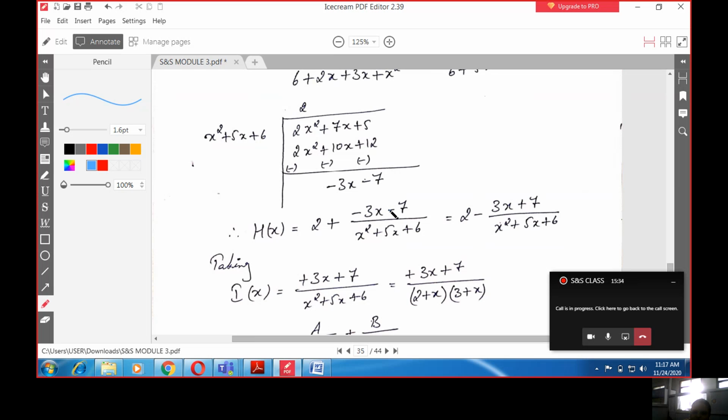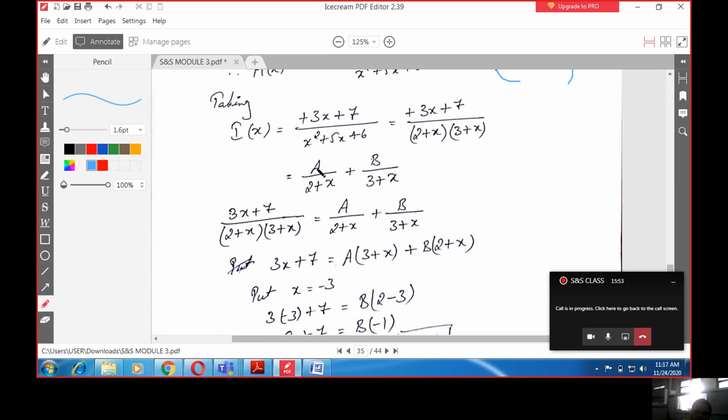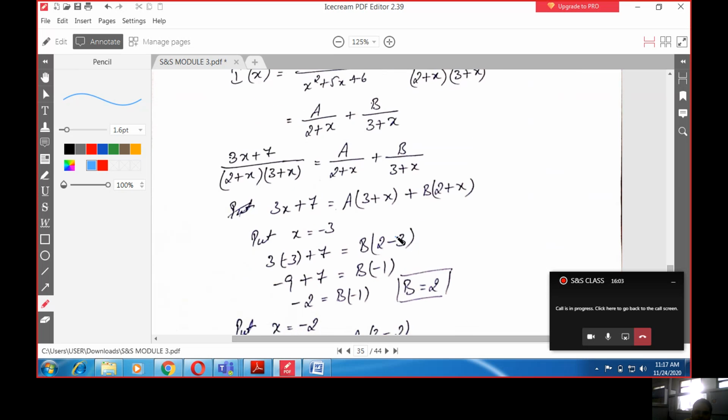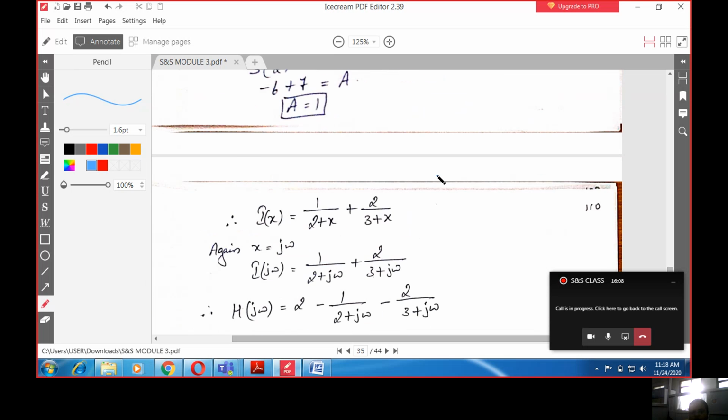Then here on both sides minus signs are there, so take the minus outside. Then I am taking only this part now. Then again for the denominator, take the factors, that is (2 + x) and (3 + x). Then by using the partial fraction expansion method, I can write A divided by (2 + x) plus B divided by (3 + x). Then find the A and B values. For the A value you will be getting 1 and for the B value you will be getting 2.